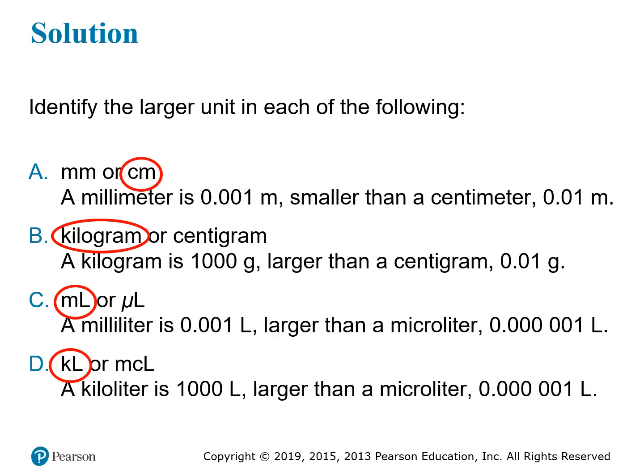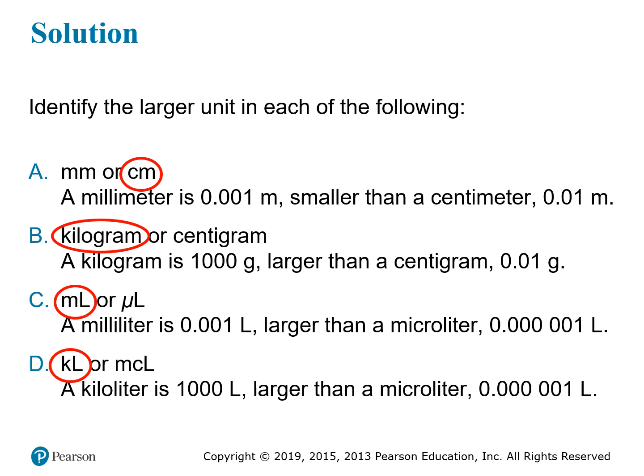For A, we have mm and cm, or millimeters and centimeters. Remember that a millimeter is 1 1,000th of a meter, while a centimeter is 1 100th, so the centimeter is larger. For B, we have kilogram and centigram. A centigram is smaller than a gram, and a kilogram is 1,000 grams, so the kilogram is obviously larger.